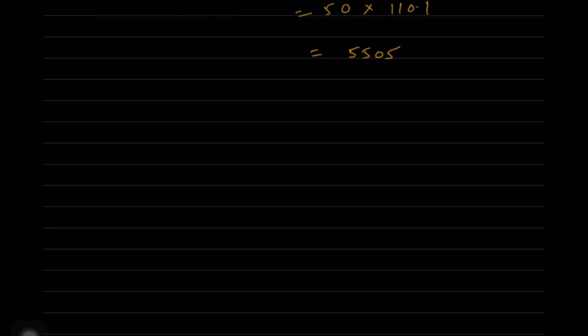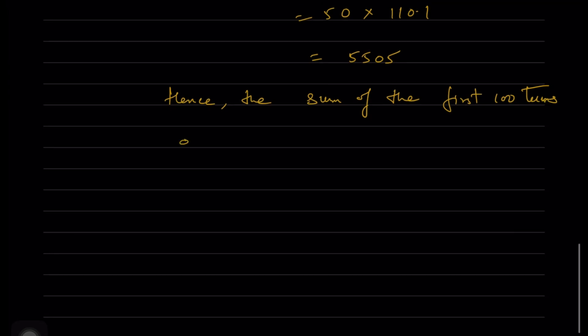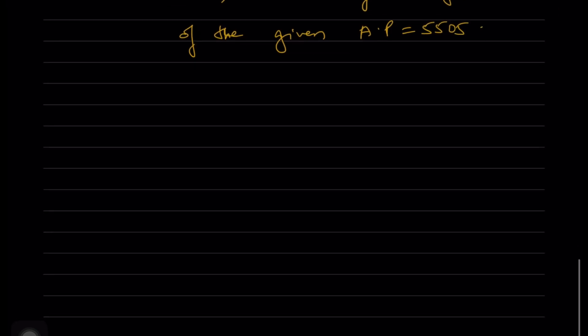So therefore, hence the sum of the first 100 terms of the given AP is equal to 5505.